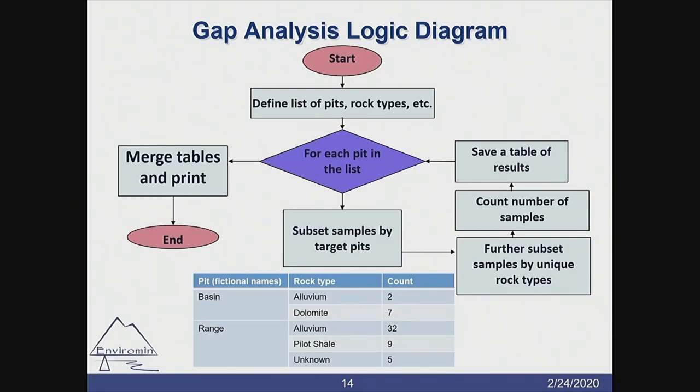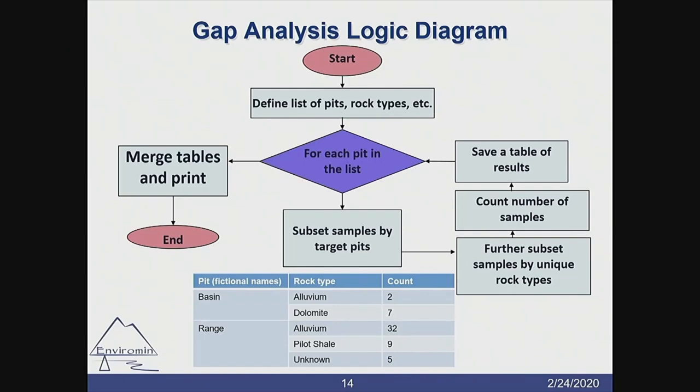So we've got a start. You can make definitions. In this case, we were doing a gap analysis, so we wanted to see the adequacy of the samples that we had. And so we wanted to see in each pit, how many samples are there in each rock type, of each type? So we could say, I'm going to define a list of pits that I need from this huge data set that has many pits and many different rock types.